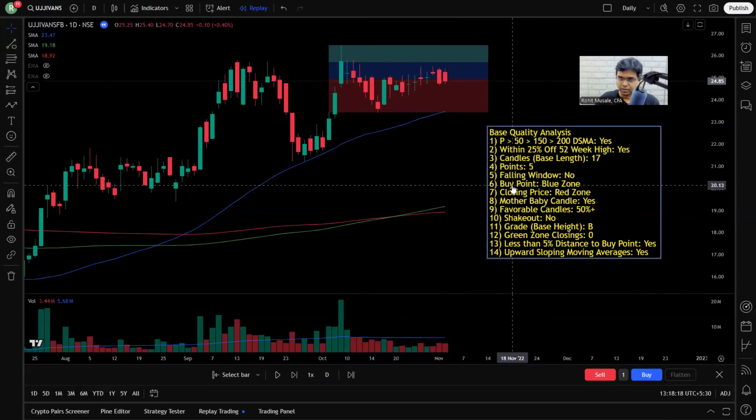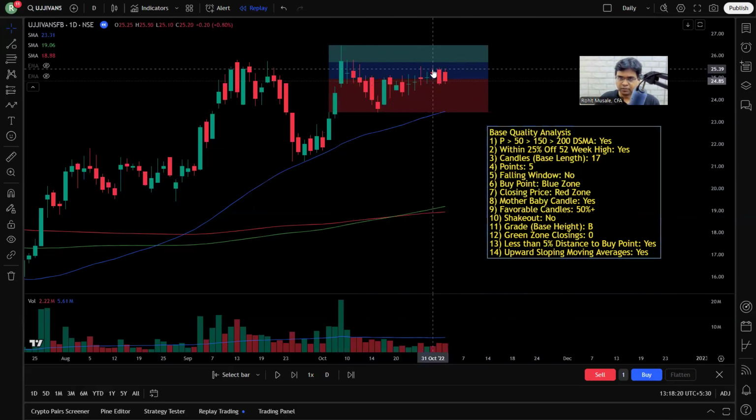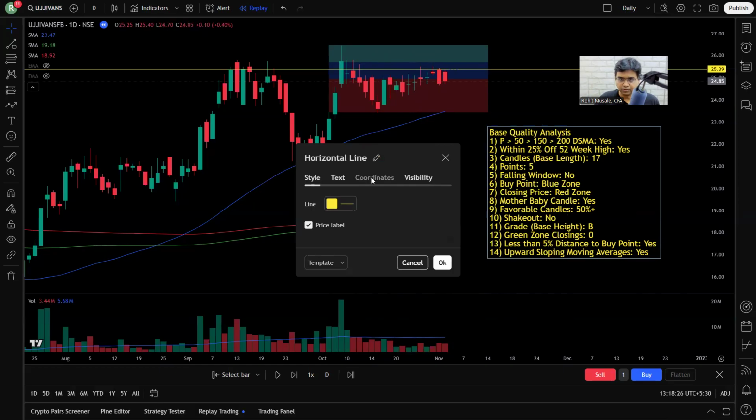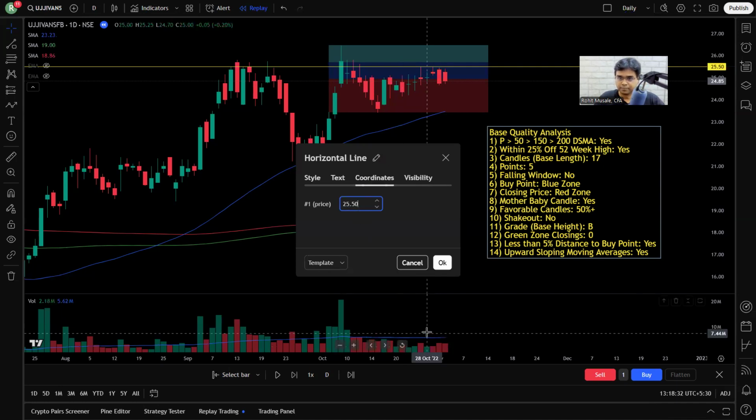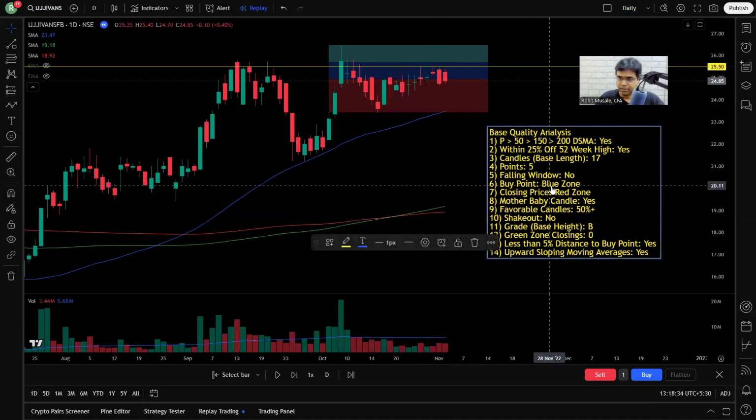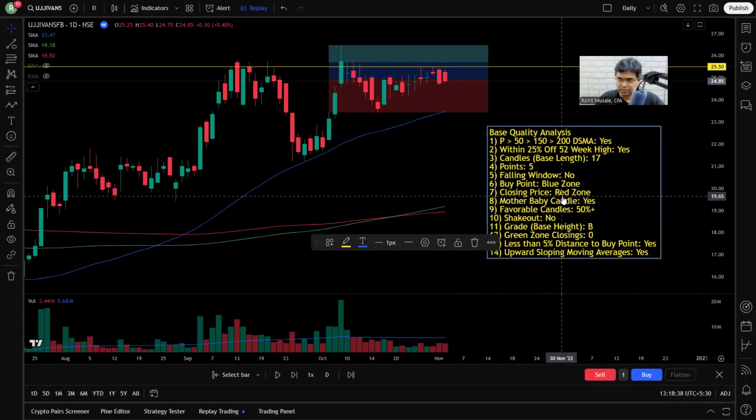So good. The buy point is in the blue zone. The high of this candle, which is 25.50, is the buy point, and it's in the blue zone. Okay, the buy point is in the blue zone. The closing price, the latest candle closing price, is in the red zone, not favorable.